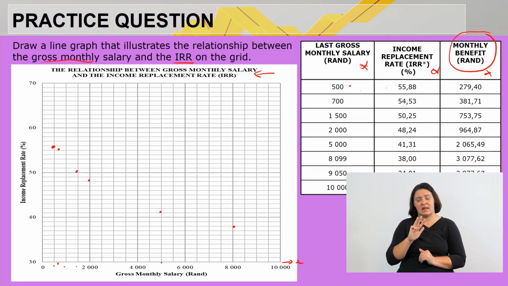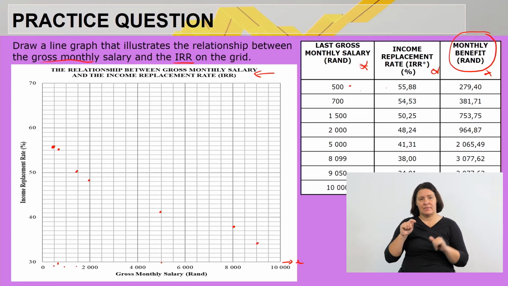Then we have 9,050. If this is 8,000, 8,500, 9,000. So 9,050 is just after 9,000, right? What is the percentage? 34.01. 31, 32, 33, 34. So we move all the way to this side. We said it's 9,050, so we agreed it will be roughly there.